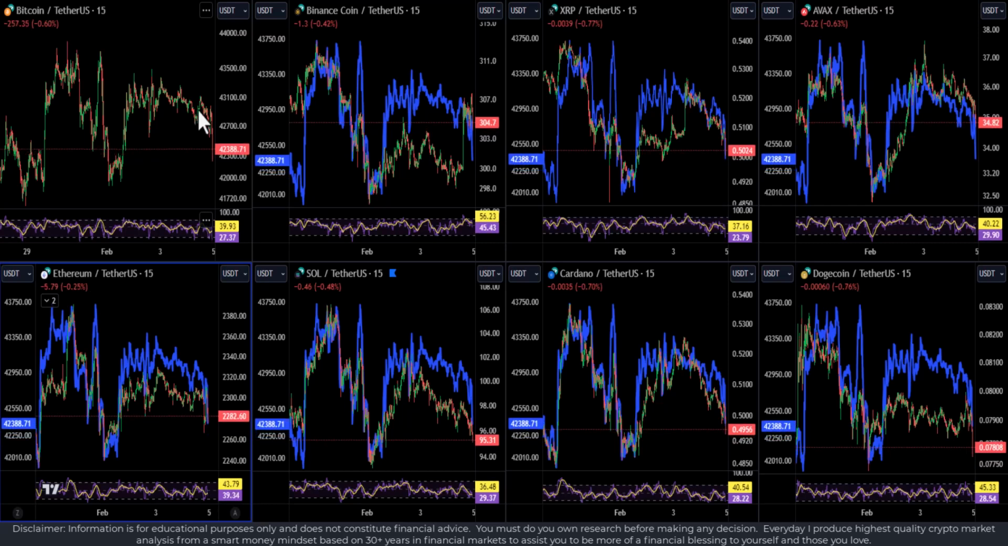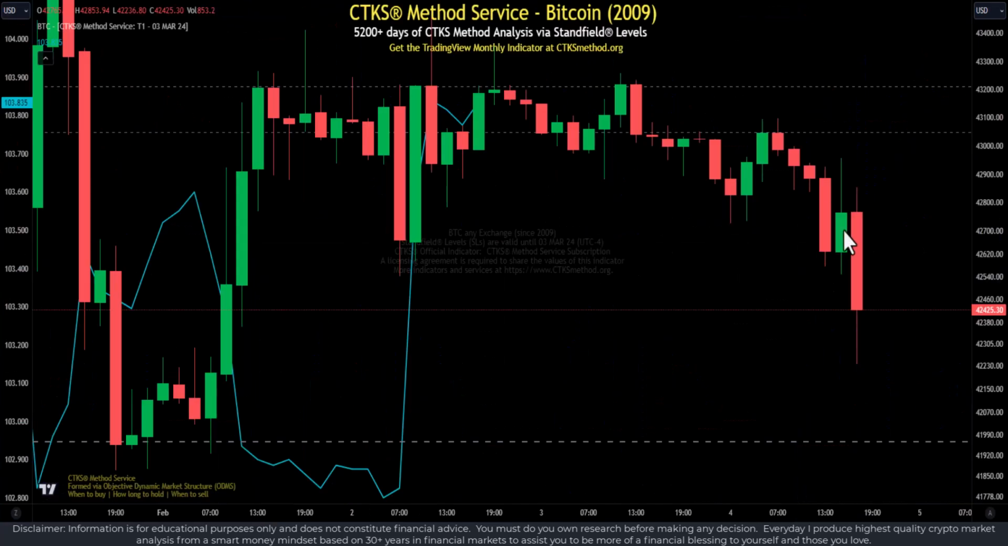We know that Bitcoin is coming into a level of structural support. Let's just go and have a look at that as the market comes down. We can see on a 2-hour basis that Bitcoin is trying to get down to this lower level of structural support. When it gets there, it's likely to bounce up.